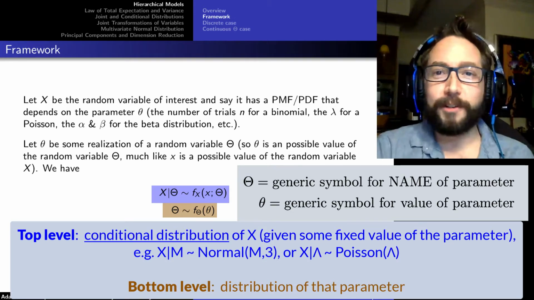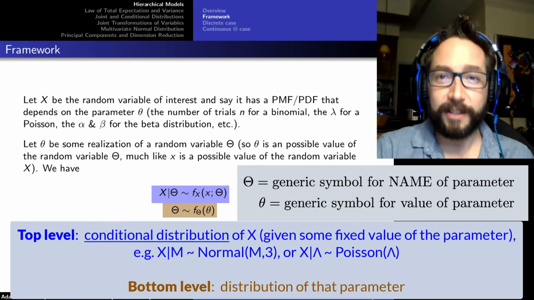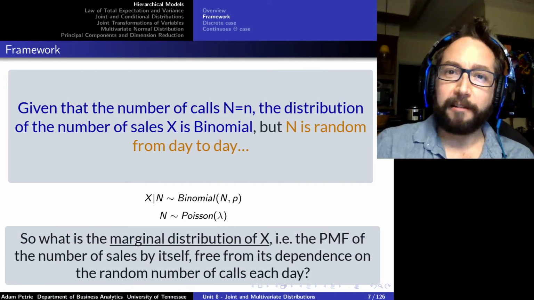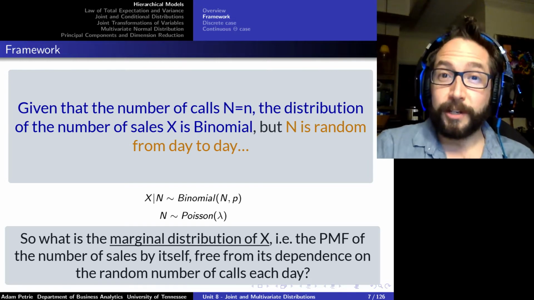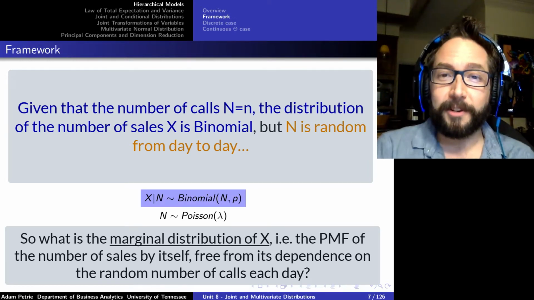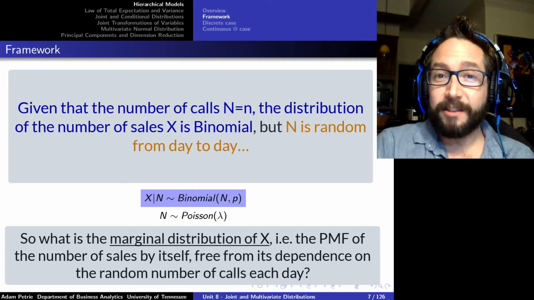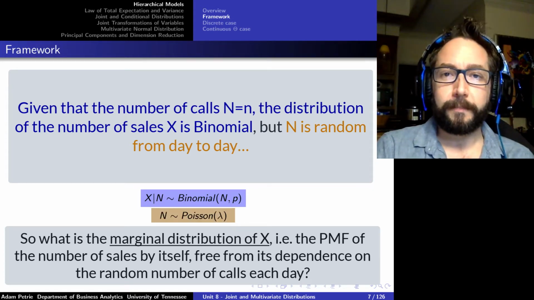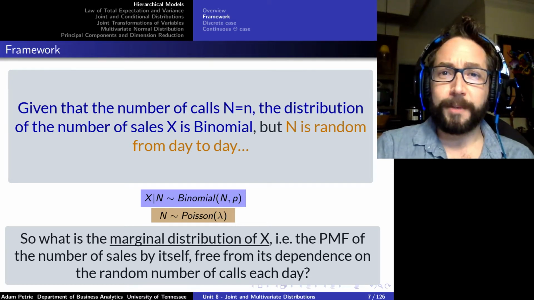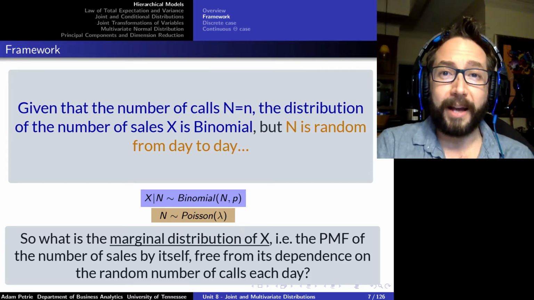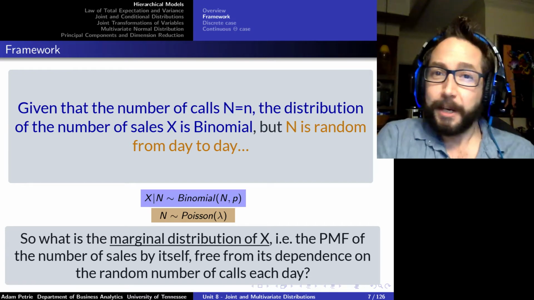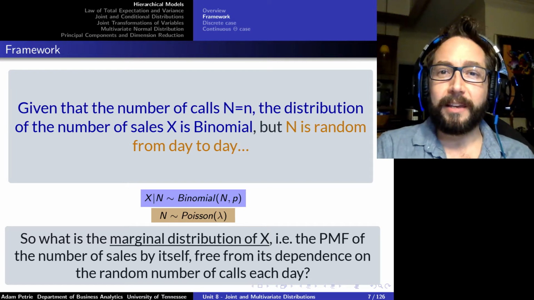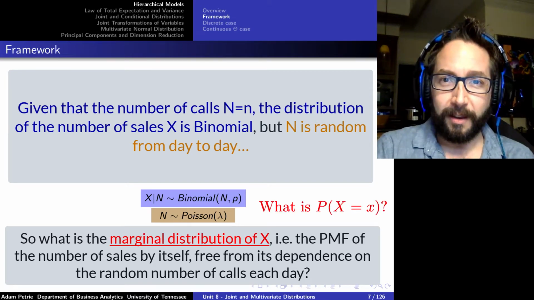Let's try to work through a few examples just so you can see how this works and how useful this really is. So in our telemarketer hierarchy, we have the following conditional distribution. X given n, the number of calls for the day, is binomial, but that number of calls each day is random, and it's going to be described by a Poisson distribution. So how could we get the distribution of the number of sales just all by itself? How can we free it from the dependence on the random number of calls each day? In other words, how do we get the marginal distribution of x?